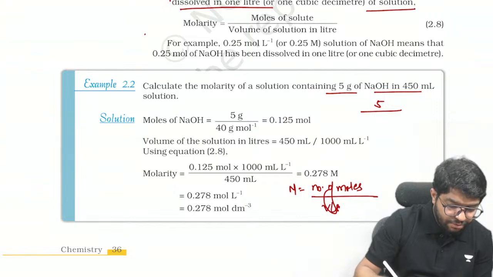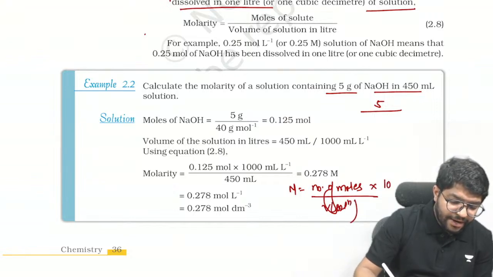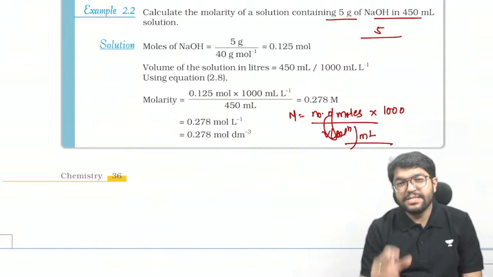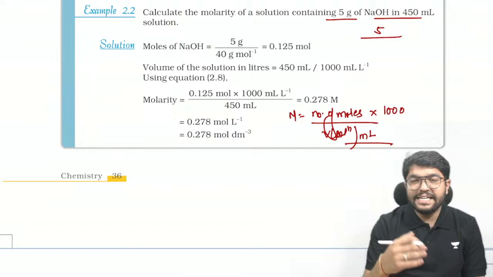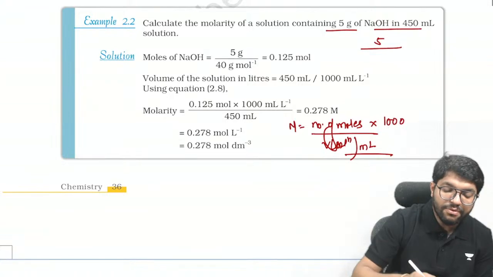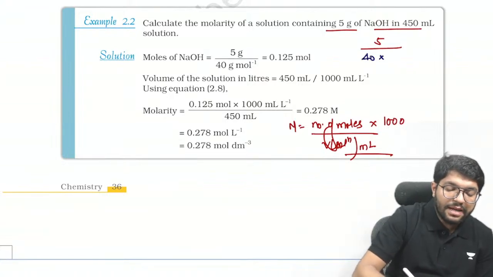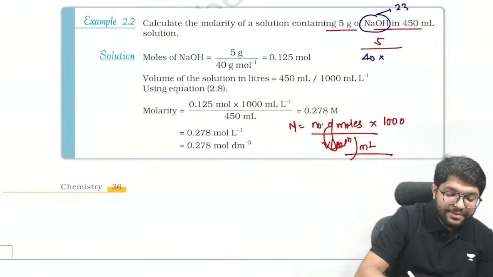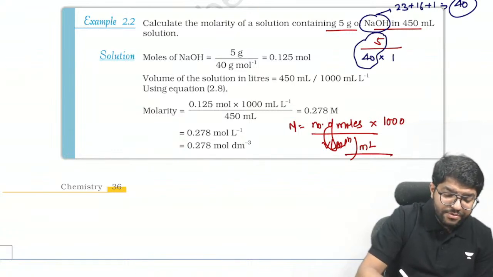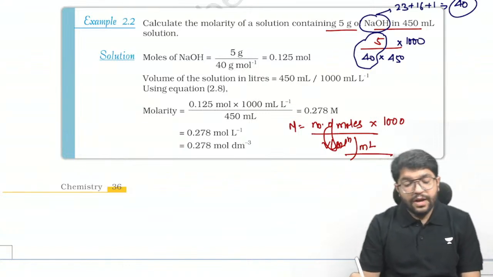Molarity is number of moles upon volume of solution in liters, so if the volume is in ml, we divide by 1000. So what do we get? Number of moles is 5 upon 40. Where does 40 come from? Because NaOH is 23 plus 16 plus 1, which is 40. So number of moles is 5 upon 40, and the volume is 450 ml, but since it's in ml, it will be divided by 1000. So how do we quickly do that?